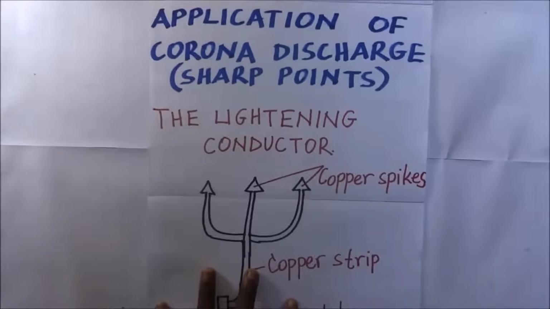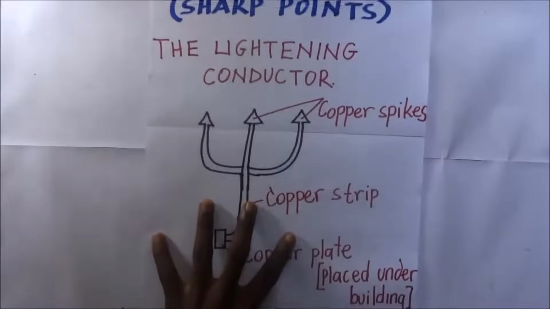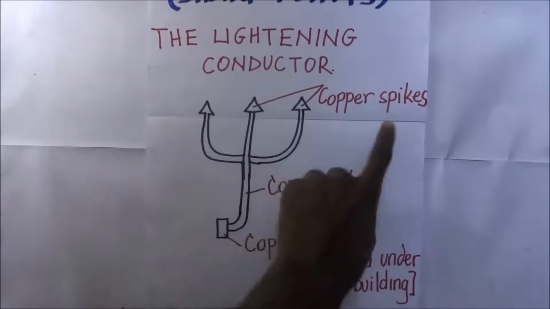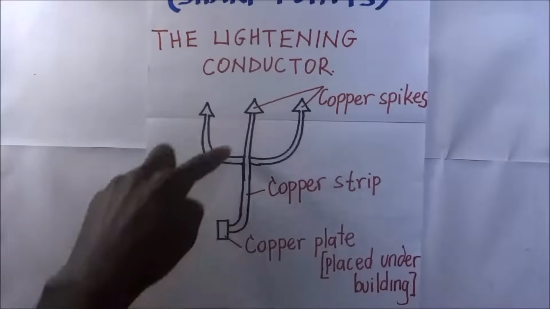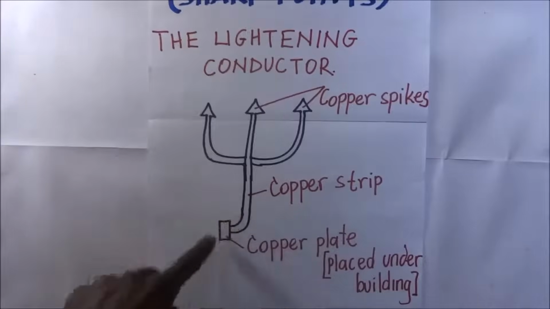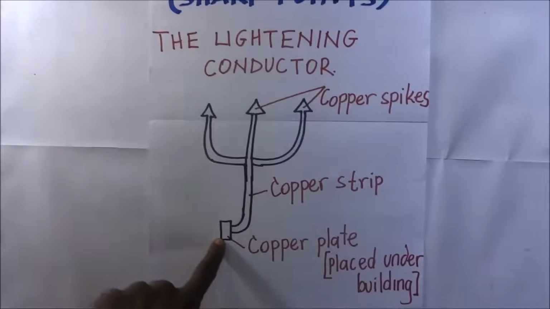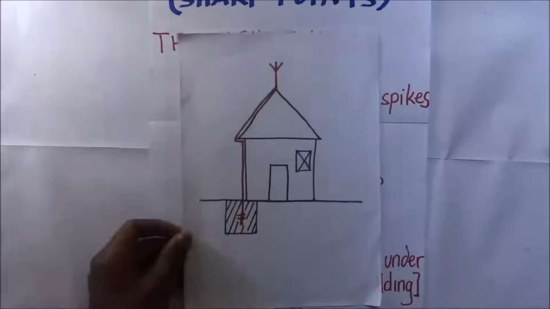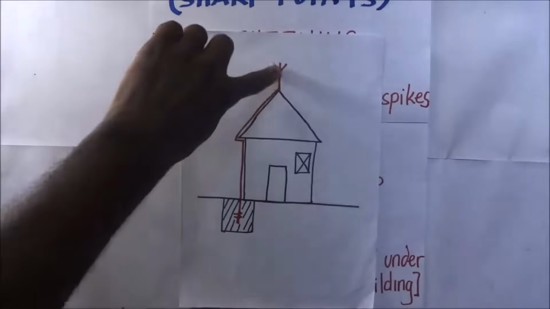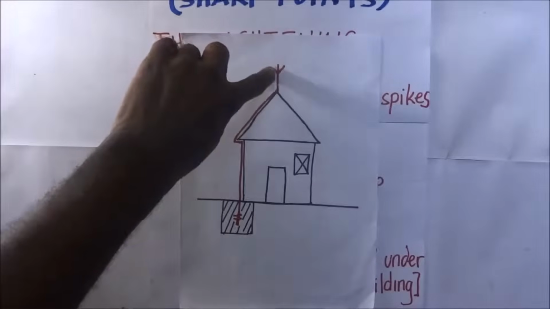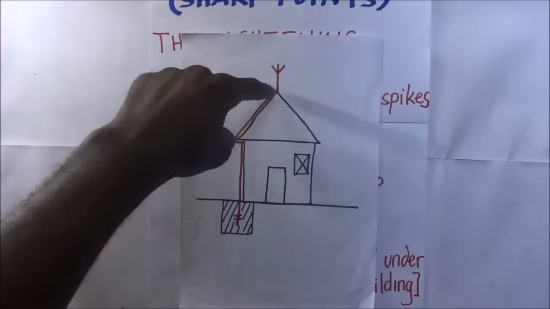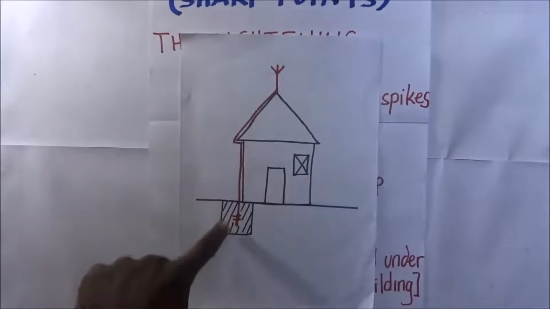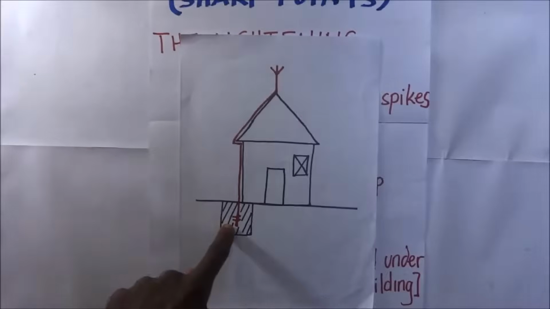Here we have a lightning conductor, a schematic diagram. In this diagram, we have copper spikes that are connected to a copper strip, and this copper strip at the bottom is a copper plate. It is more or less like this. This is a lightning conductor with the copper spikes. It is connected to a copper rod which goes along the building, and it is buried into the ground.